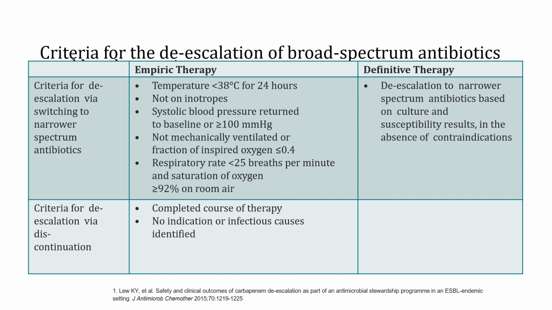The criteria for de-escalation include switching to narrow spectrum. For empirical therapy, it includes temperature less than 38, not on inotropes, usually blood pressure returned to baseline or more than 100 mmHg, not mechanically ventilated, fraction of inspired oxygen less than 0.4, respiratory rate less than 25 breaths per minute, and oxygen saturation more than 92%. For definitive therapy, the de-escalation criteria include de-escalation to narrow spectrum or IV to oral based on culture and sensitivity results.